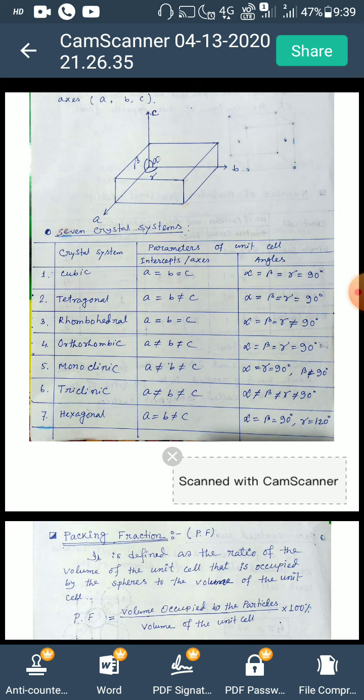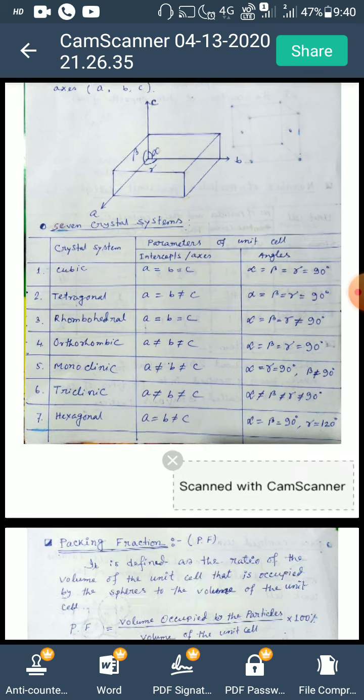The first crystal system is cubic. In case of the cubic crystal system, the values of A, B, and C, that is the intercepts or axes, are all equal, and the angles alpha, beta, and gamma are all equal to 90 degrees.